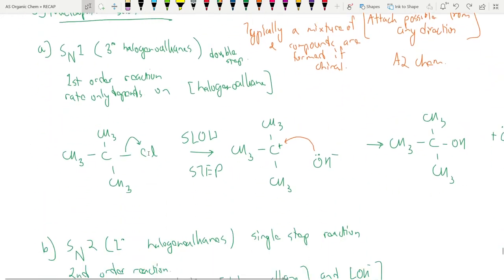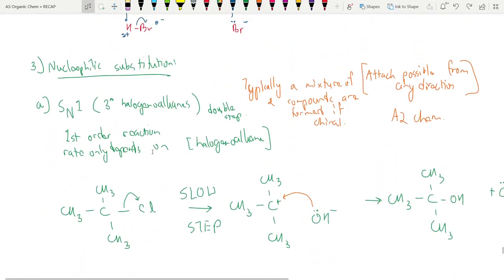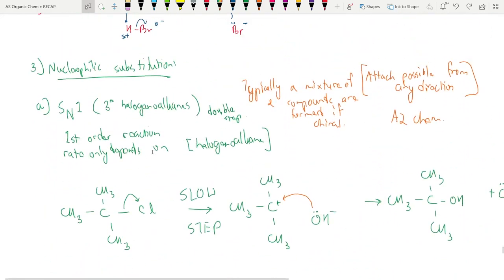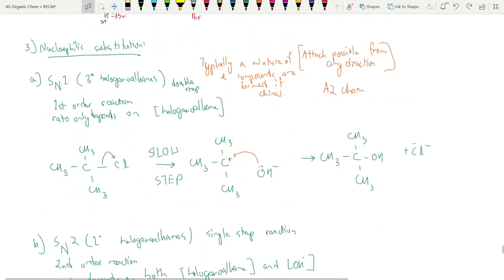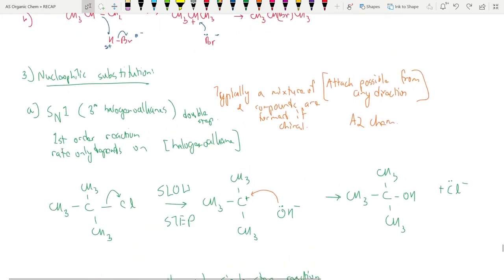So what about nucleophilic substitution? This is a bit more complex. Nucleophilic substitution is of 2 types, either SN1 or SN2. Let's talk about SN1 first. Why is it named SN1? Because the rate of reaction depends on the concentration of the halogenoalkane.